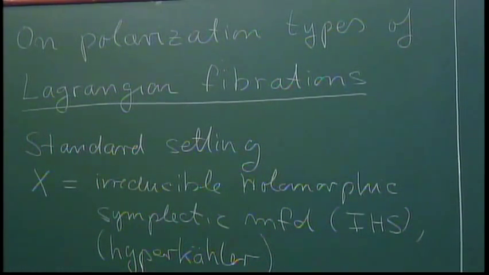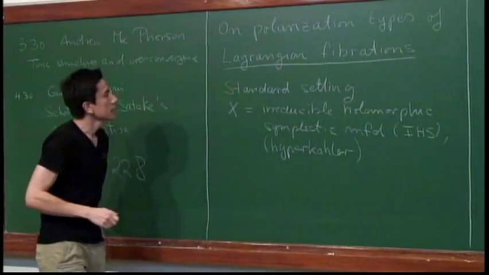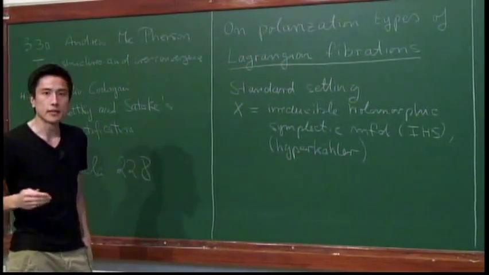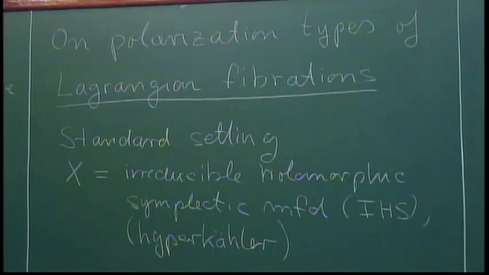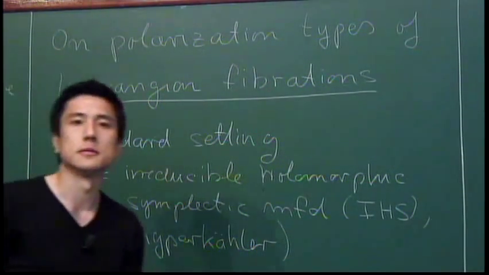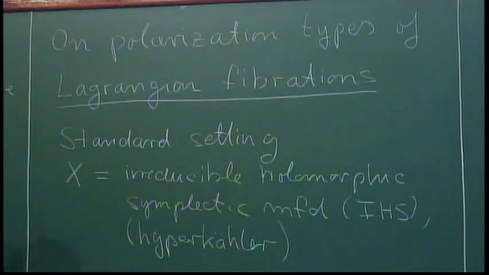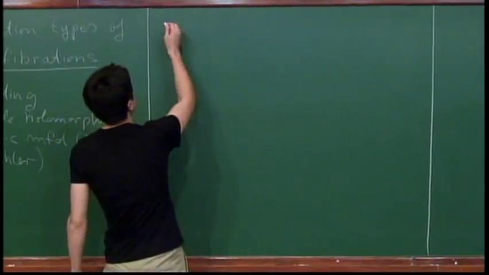So, and what I mean by a polarization type is basically a new deformation invariant for Lagrangian fibrations. And I have to explain what this means. So let me give you a short introduction to Lagrangian fibration. And the best way to do this is maybe just give you a result by Matsushita.